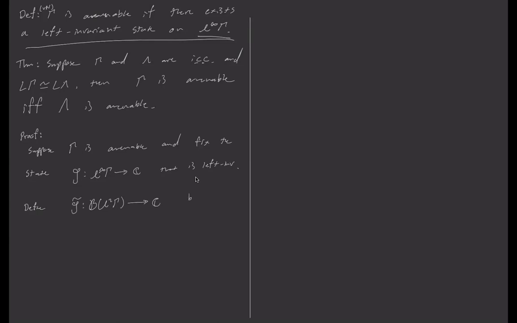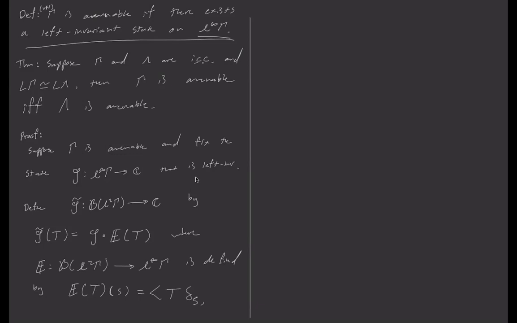So we'll define phi tilde of an operator T to be phi composed with this conditional expectation, where this conditional expectation from B of L2 of gamma to L infinity of gamma is defined by the conditional expectation of T. So this should give us something in L infinity. I'll tell you what it is at an element s: it's just T times the vector Dirac function of s, inner product with the vector Dirac function of s. So we take all these vector states, one for each element of the group, and we combine them, and that gives us a map from B of L2 to L infinity. This is a well-defined linear map. And then we take the composition.